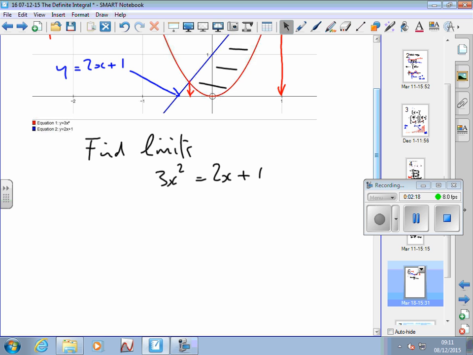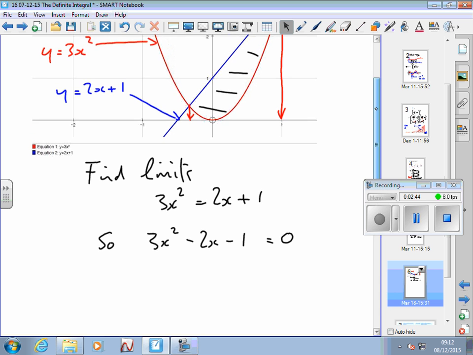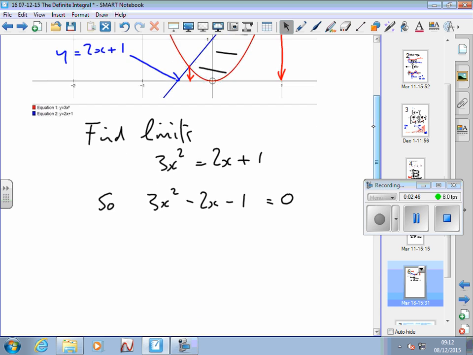If I take the 2x plus 1 over to the left-hand side, 3x squared minus 2x minus 1 equals 0, you might recognize that as a quadratic equation that needs solving. We've looked at solving quadratic equations, and when we do so, we get 2 roots, 2 values for x, and they will give us our 2 values for x where these functions cross. Our limits, in other words. So how do I find the roots?